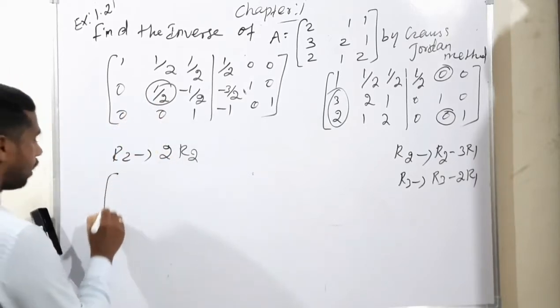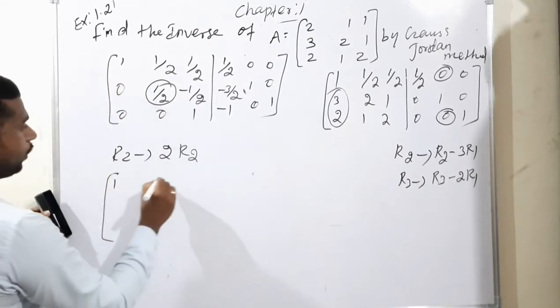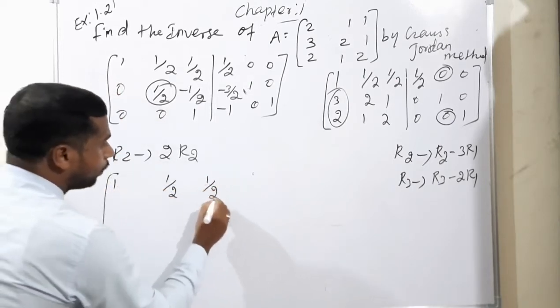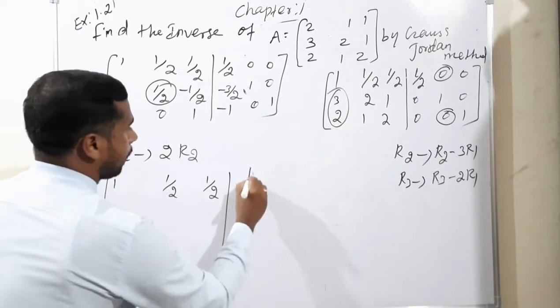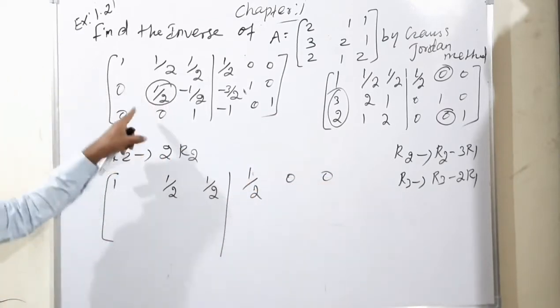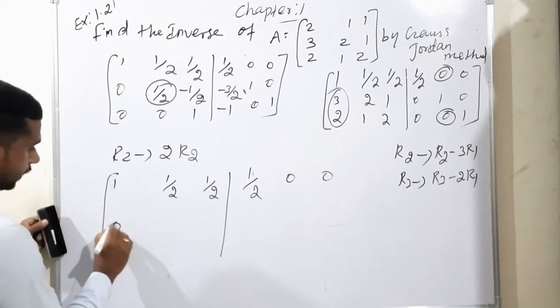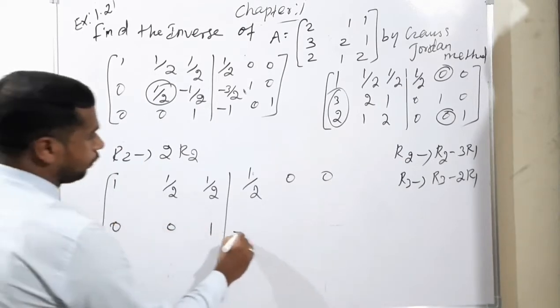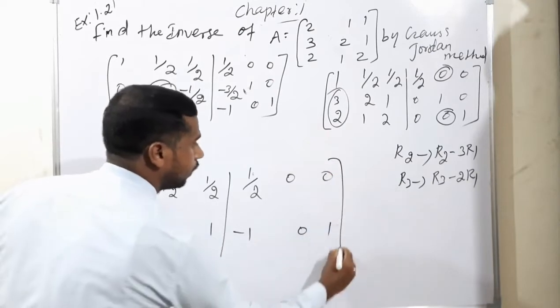So listen very carefully, R1 and R3 as they are. What is the R1 value? 1, 1 by 2, 1 by 2, then again 1 by 2, 0, 0. Next, R3 also as it is: 0, 0, 1, minus 1, 0, 1.